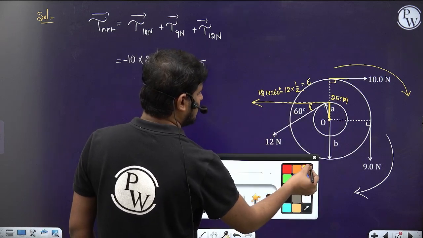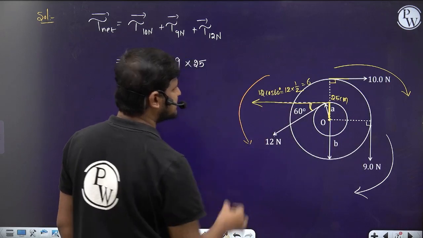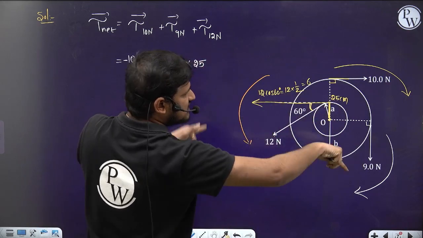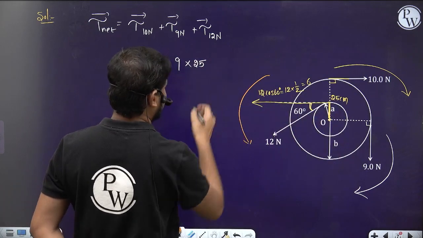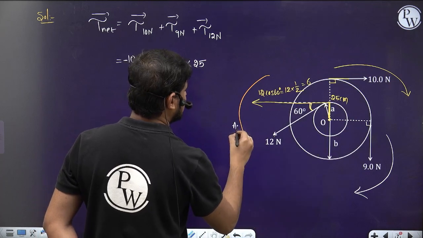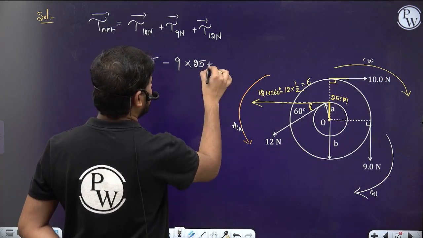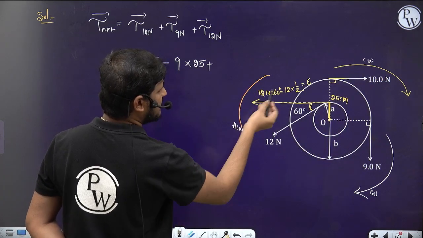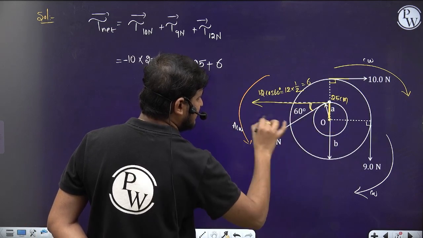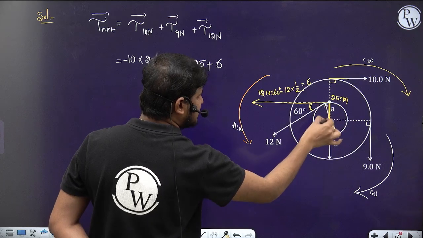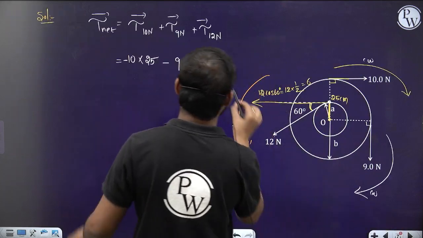And which torque does it produce? This force produces an anti-clockwise torque, sorry, anti-clockwise, right? So this is anti-clockwise, this is clockwise, and this is also clockwise. So this will be positive. The perpendicular component of the force is 6. And what is the distance? The perpendicular distance. The force is acting here, so the perpendicular distance is the inner circle radius A. What is the inner circle radius? 10 centimeters. So let's take this as 10.